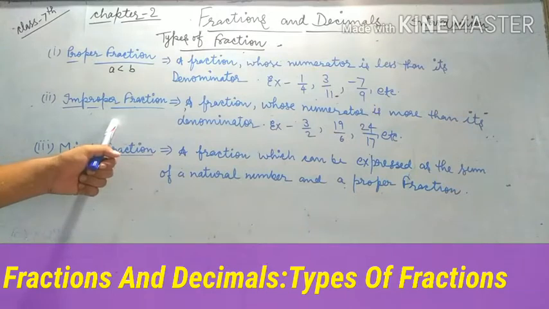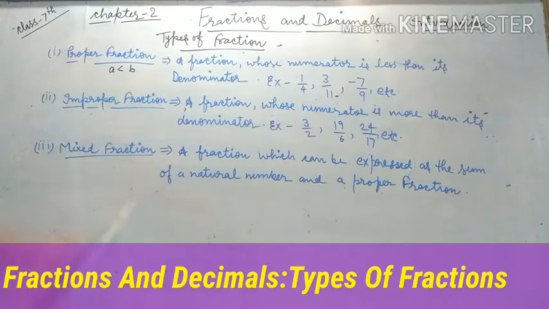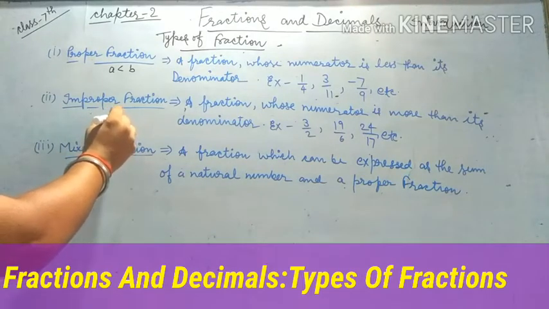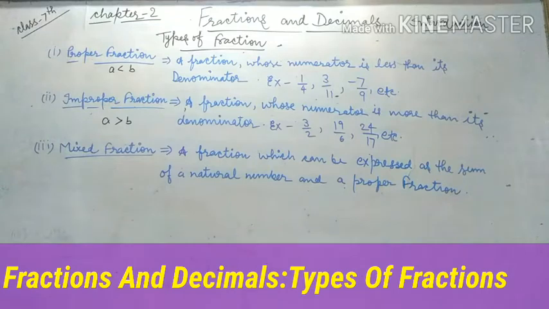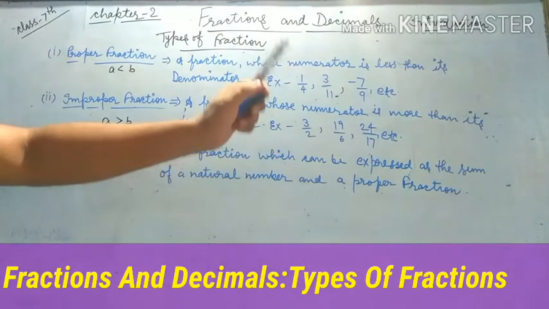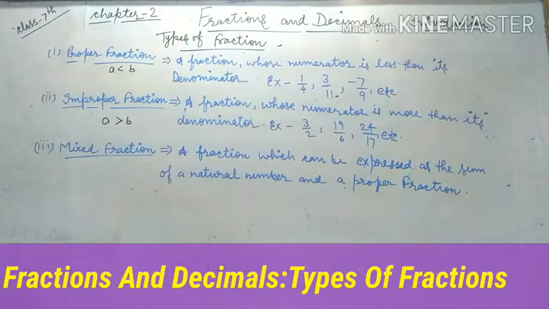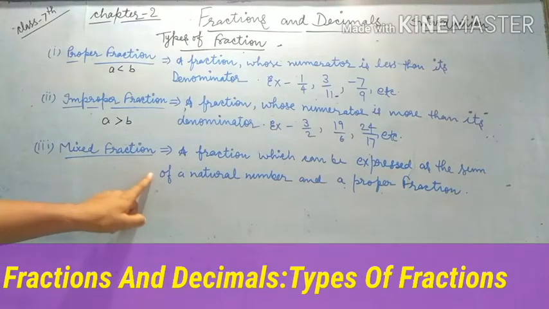And here, improper fraction: a fraction whose numerator is more than its denominator, meaning the condition will be just the opposite. If a is greater than b, look here, 3 is greater than 2, 19 is greater than 6, 24 is greater than 17. So these are the improper fractions, whose denominator is less and numerator is greater. Okay. And the third fraction is called the mixed fraction.